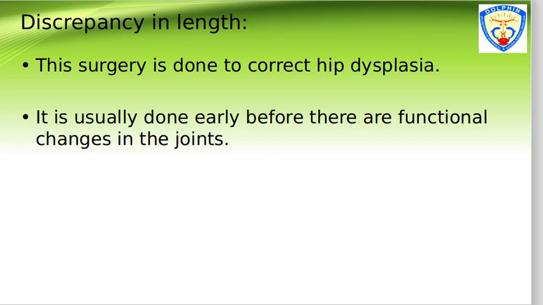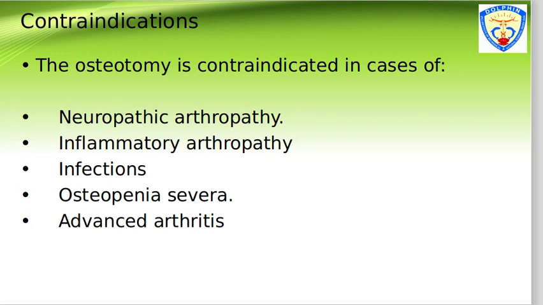Then in cases of discrepancy in length, osteotomy is especially indicated, and this surgery is done to correct hip dysplasia, and this is usually done early before there are functional changes in the joint. So if there is some growth defect from birth, this can be corrected before the final fixation of the joints. So discrepancy in length is corrected by osteotomy.